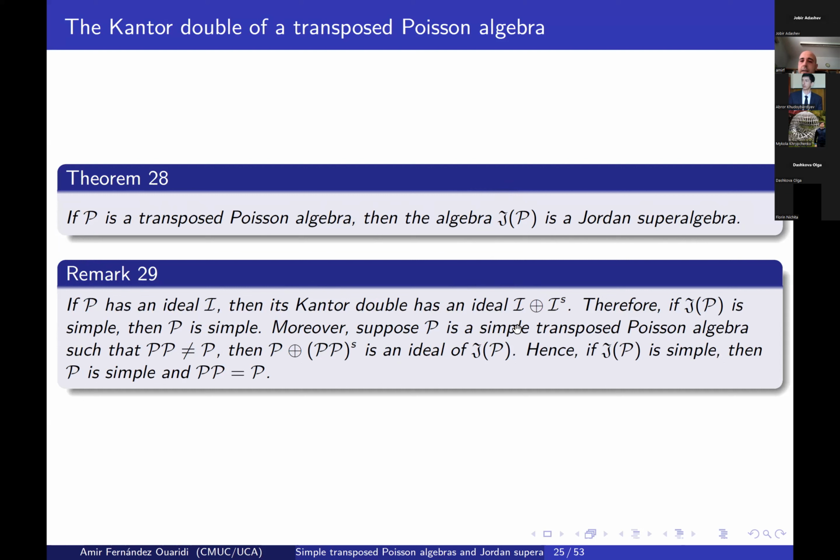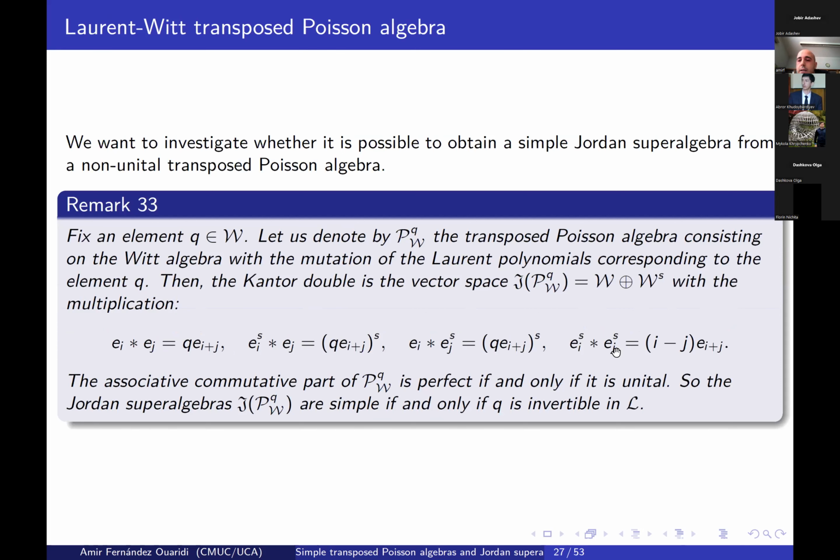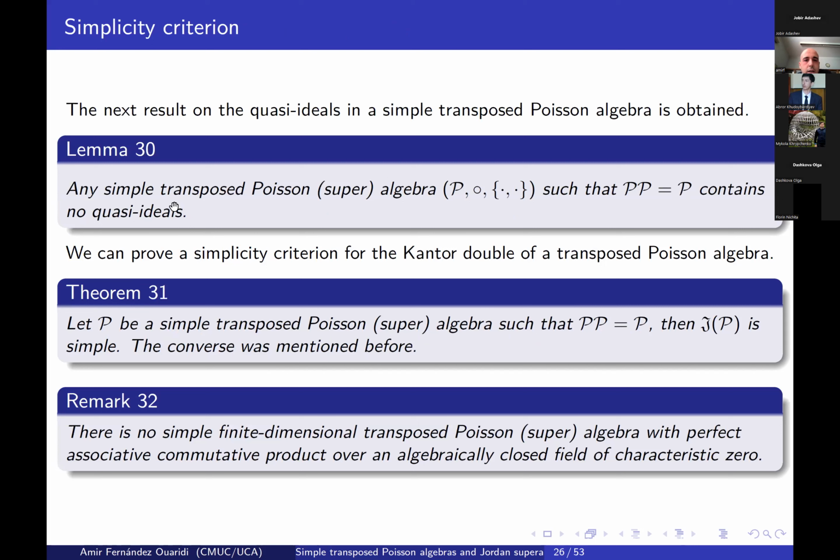Moreover, if P is a simple transposed Poisson algebra which does not have a perfect associative commutative part, then this sum here will be an ideal of the Kantor double of P. Hence, if the Kantor double of P is simple, then P is simple, and the associative commutative part must be perfect. And the converse is also true.